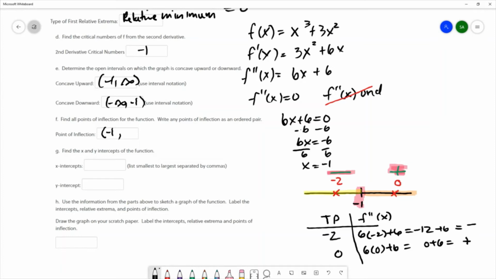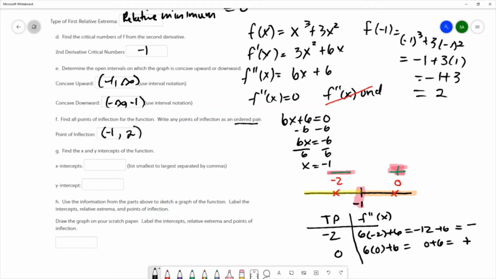We want to write our point of inflection as an ordered pair, so we need to substitute -1 into the original function. That's -1 cubed plus 3 times -1 squared. -1 cubed is -1 plus 3 times +1. -1 plus 3 is +2. So the ordered pair -1, 2 is the point of inflection for this function.